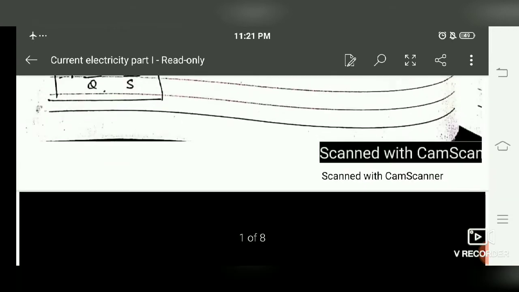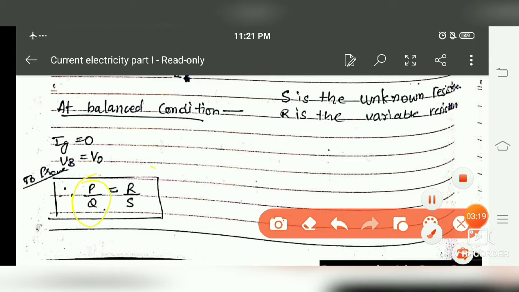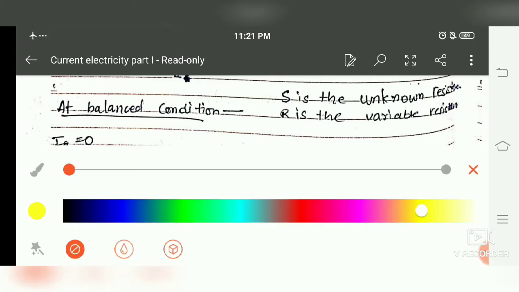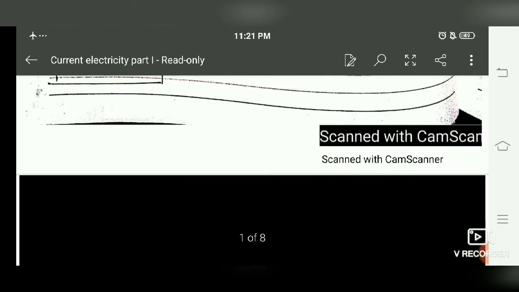Now next, in Wheatstone bridge we have to find the balanced condition. In this condition we can see P by Q is equal to R by S. The balanced condition is a condition for which the current is 0, meaning the potential at point B and C are equal, according to our diagram. So from here P by Q is equal to R by S. We have to derive this balanced condition.